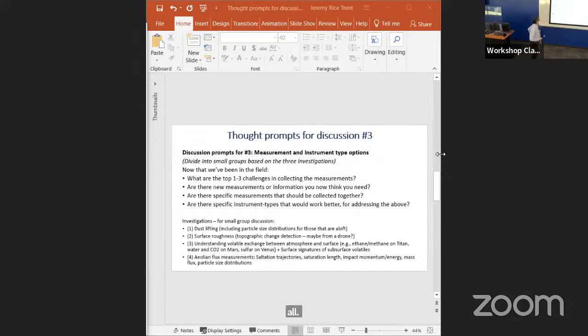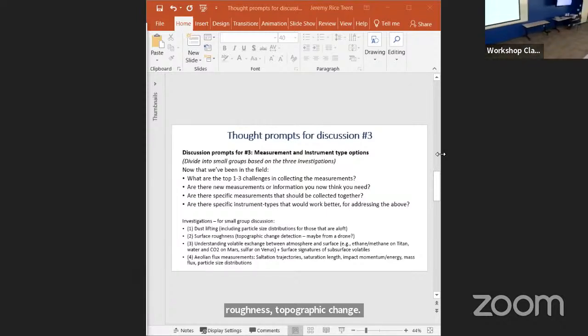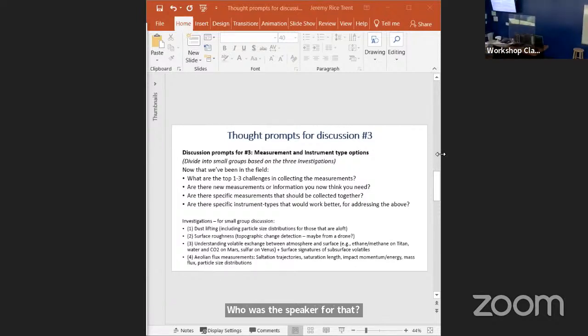All right, group 2, surface roughness to topographic change. Who is the speaker for that? Oh, I'm sorry. Jack, do you want to talk? I'm sorry. Okay, yeah, we. I think I stepped on Jack. He was going to lead this conversation.